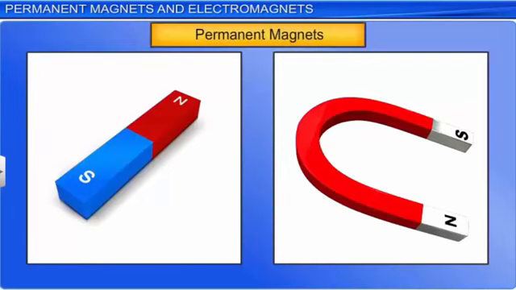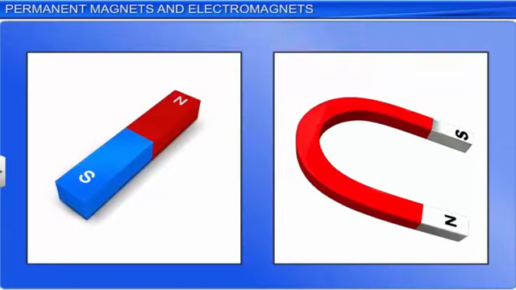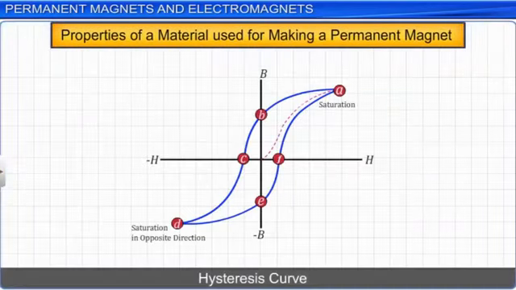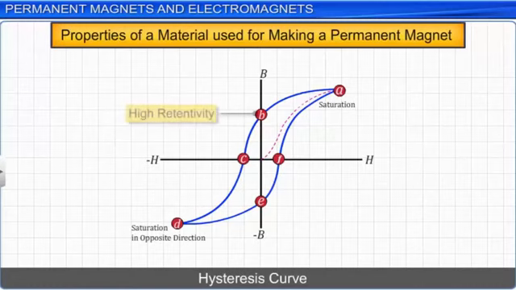Let's begin with permanent magnets. Permanent magnets are substances that can retain their ferromagnetic property for a long period of time at room temperature. Let's discuss the properties of a material used for making a permanent magnet. We cannot make permanent magnets from all types of materials. The hysteresis curve helps us to select a suitable material for it. The material should have high retentivity in order to retain its magnetization for a long period of time and increase the strength of the magnet.